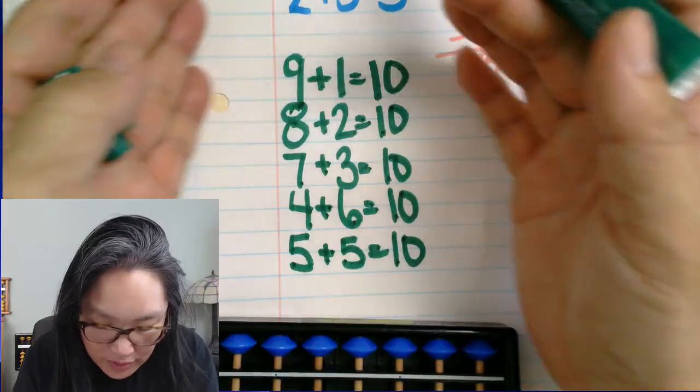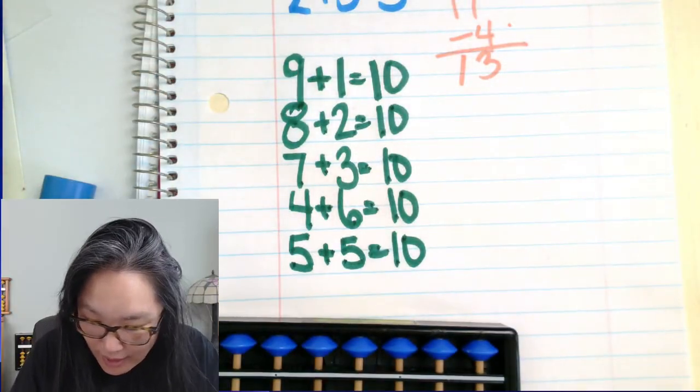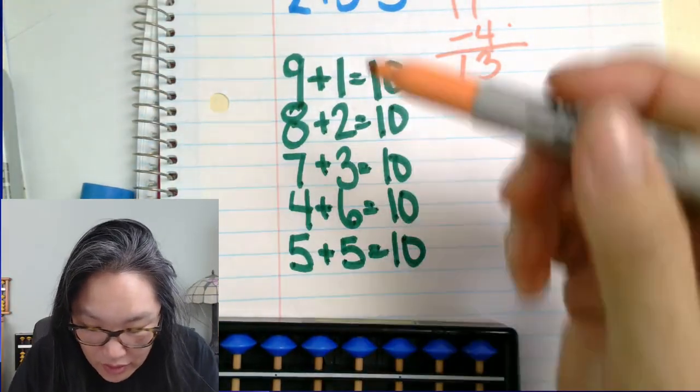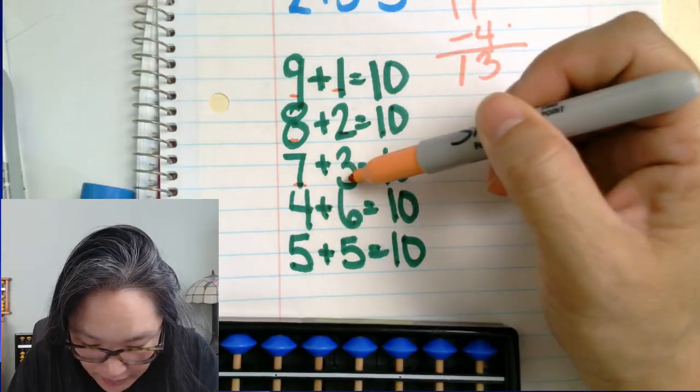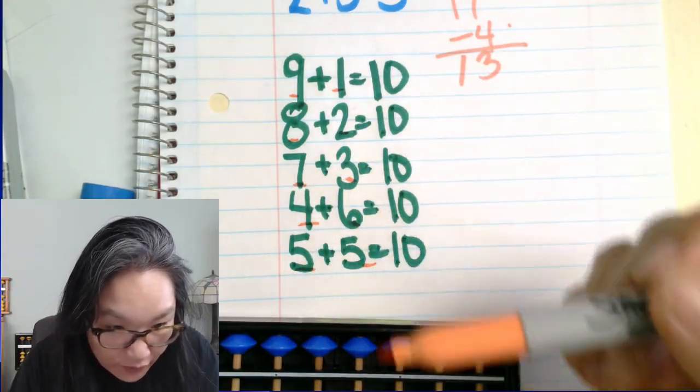These are the only things that we need to know. Why? Because we need to know that these are pairs. 9 and 1, 8 and 2, 7 and 3, 4 and 6, 5 and 5. We need to know this.